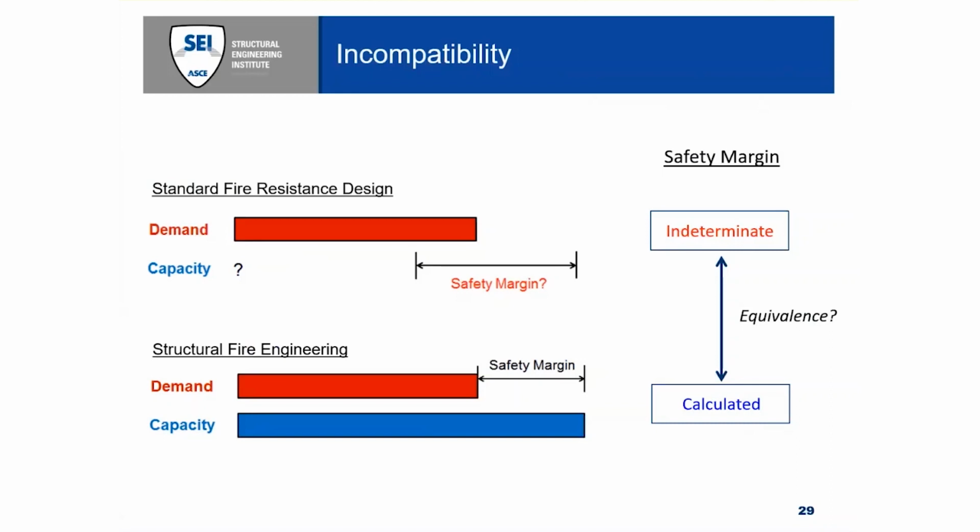Since standard fire resistance design does not evaluate the capacity of the structural system, the safety margin is indeterminate. Conversely, a structural fire engineering design is conducted in the same spirit as a conventional structural engineering design that you're all familiar with, which provides an explicit understanding of the intrinsic safety provided.